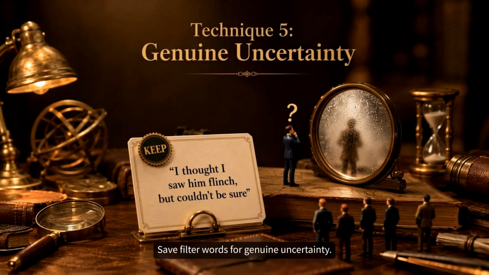Technique 5. Save filter words for genuine uncertainty. This is the legitimate use. When a character's perception is itself in question, the filter word carries real information. Take this line. I thought I saw him flinch, but I couldn't be sure. Keep it exactly as written. The uncertainty is the whole point, and the filter word is what creates it.